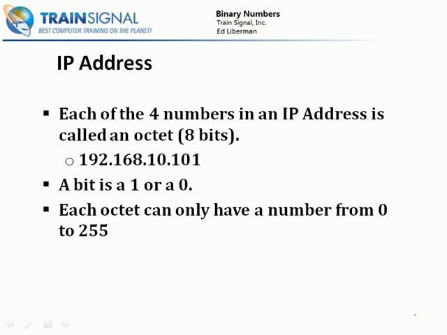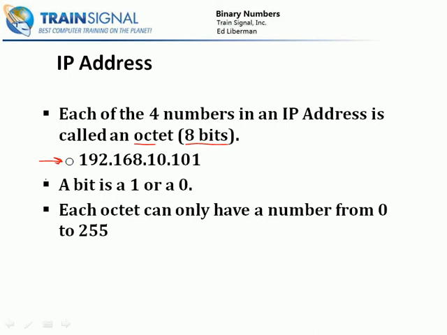So now let's see how this all relates to IP addresses. Well, each of the 4 numbers in an IP address is called an octet, or oct for 8, because each of the 4 numbers is an 8-bit binary number. So here we have an example of 192.168.10.101. Well, believe it or not, each one of those 4 numbers represents an 8-bit binary number.